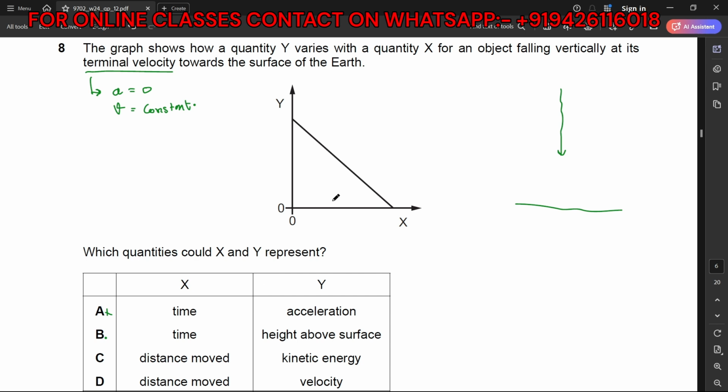Now, it says that as the distance moved increases, my kinetic energy is going to decrease. How does that make sense? Because velocity is constant, so my K will also be constant. Half mv squared is the formula for kinetic energy. It's independent of the height. And because v is constant, my K should be constant. And the same applies for option D. Velocity is constant, it's not decreasing. And therefore D is also ruled out. So B, as we thought, is the correct answer for our question 8.